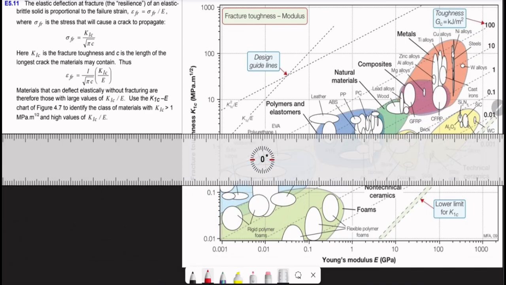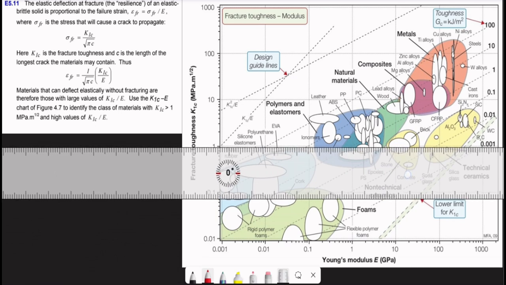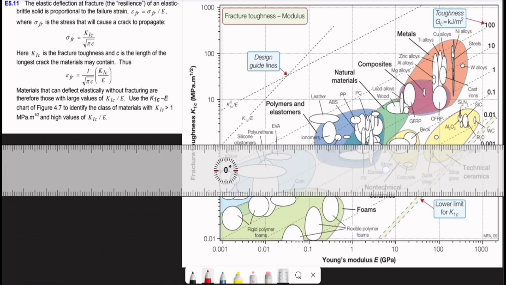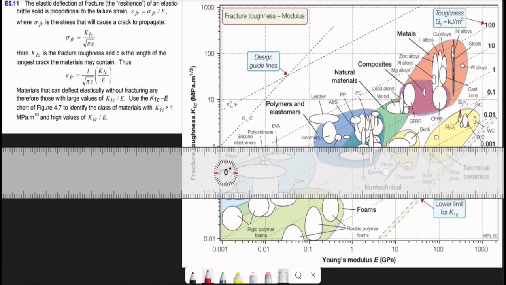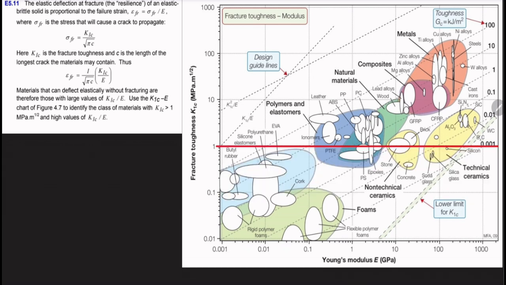So we are looking for 1 MPa. So we'll go exactly at 1 MPa. We leave our ruler at 1 MPa, exactly at 1 MPa, and we can now draw a line for 1 MPa. Once we draw a line for 1 MPa, we know that all the materials below it have lower than 1 MPa.